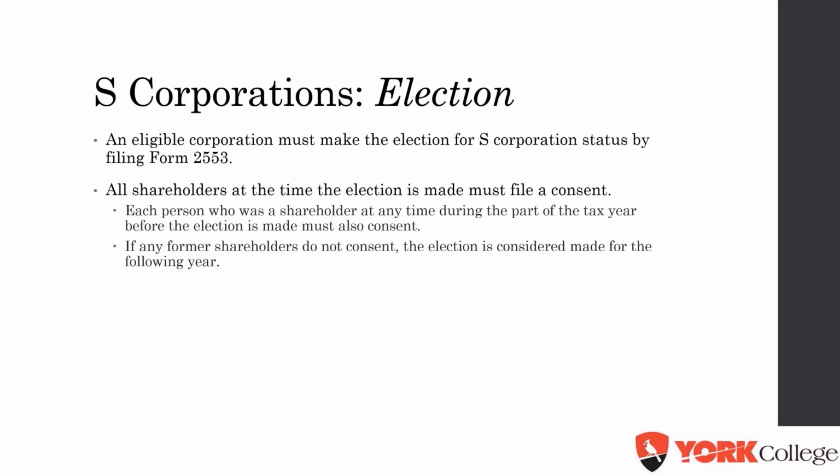If there are any former shareholders that may have owned a share and now the corporation's going for S status and they don't consent, then the election is considered made for the following year. So it's a very, very stringent rule for this tax exemption.